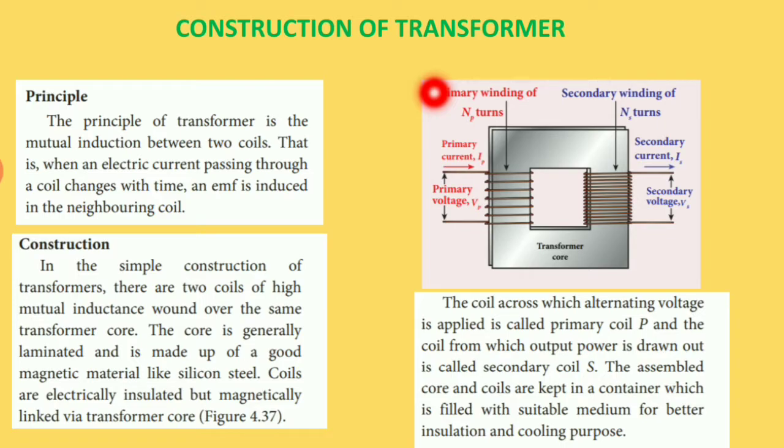The principle of a transformer is mutual induction between two coils. Next, construction. Two coils of high mutual inductance are wound over the transformer core. The core is laminated and made up of silicon steel. Coils are insulated but magnetically linked via the transformer core. The coil across which alternating voltage is applied is called the primary coil P. Core and coil are kept in a container filled with a suitable medium for insulating and cooling.